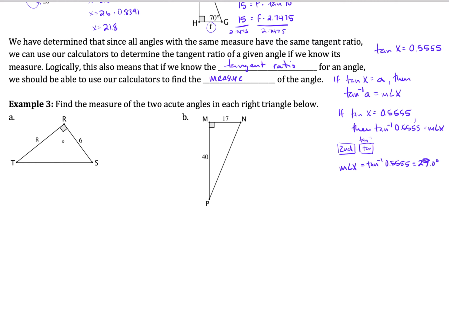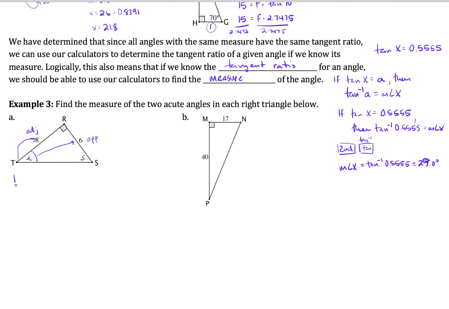So how is that going to end up applying in example problems? Well, over here we have to find the measure of both of these acute angles in this right triangle. We have to find the measure of angle T, so let's put a little T there, and we have to find the measure of angle S. Let's put a little S there. Well, let's start with T. What we know about T is that the opposite leg has a length of 6, and the adjacent leg has a length of 8. So this is my opposite leg, and this is my adjacent leg to angle T.